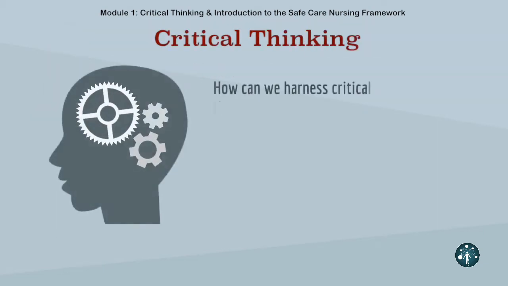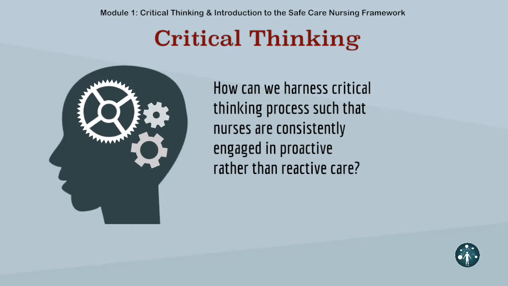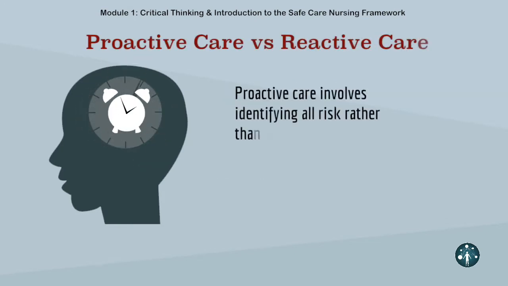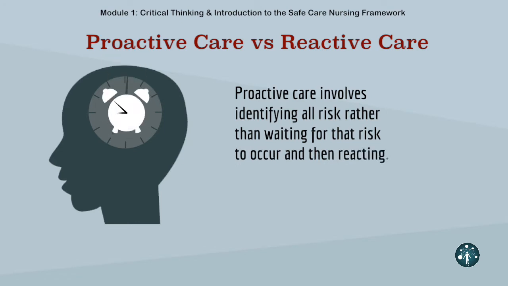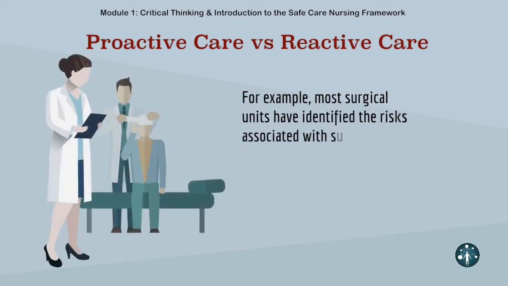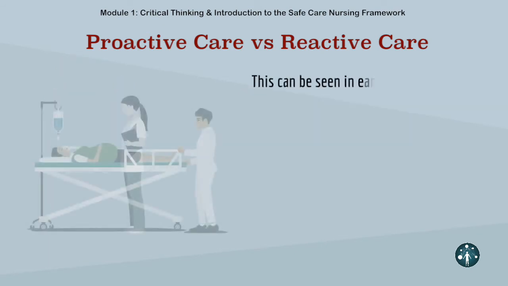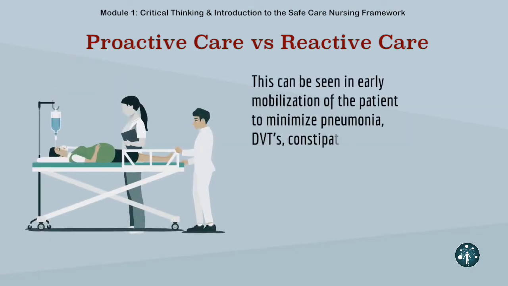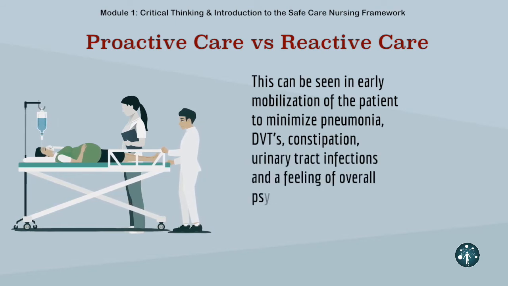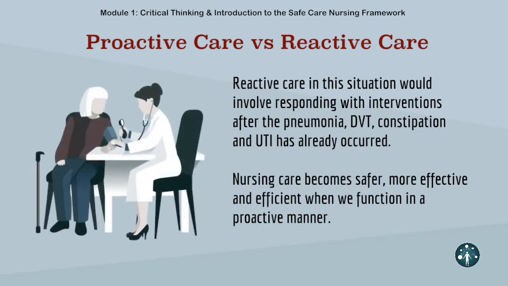Critical thinking. How can we harness the critical thinking process such that nurses are consistently engaged in proactive rather than reactive care? Proactive care involves identifying all risks rather than waiting for that risk to occur and then reacting. For example, most surgical units have identified the risks associated with surgery and intervene in proactive ways to minimize harm. This can be seen in early mobilization of the patient to minimize pneumonia, DVTs, constipation, and UTIs. Reactive care in this situation would involve responding with interventions after these things have occurred.